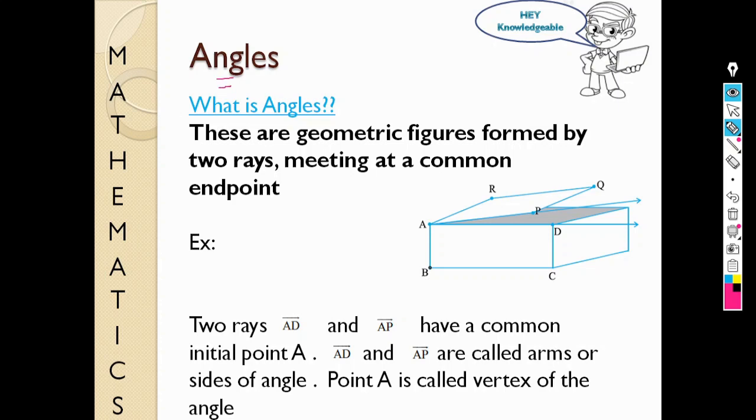Coming to angles, so what is an angle? It is a geometrical figure formed by two rays meeting at a common endpoint. So if you see, this is a figure of a box, and this is a lid. This AP is one ray and AD is another ray, and they are forming an angle. So this portion is called the angle. Two rays AD and AP have a common initial point, that is A, and AD and AP are the arms or sides of the angle. So we can tell that AD and AP are the sides of the angle, and point A is called the vertex of the angle.